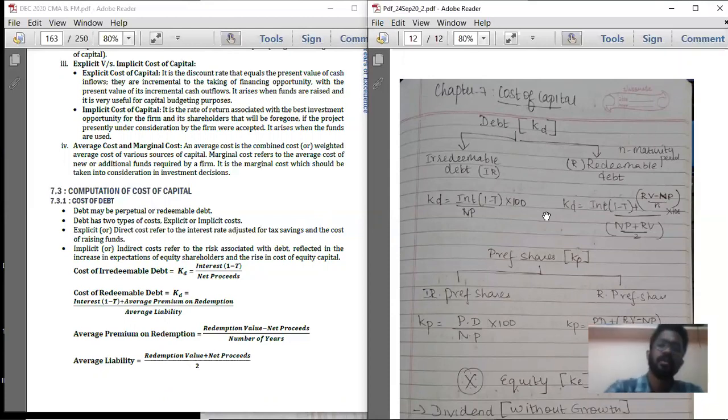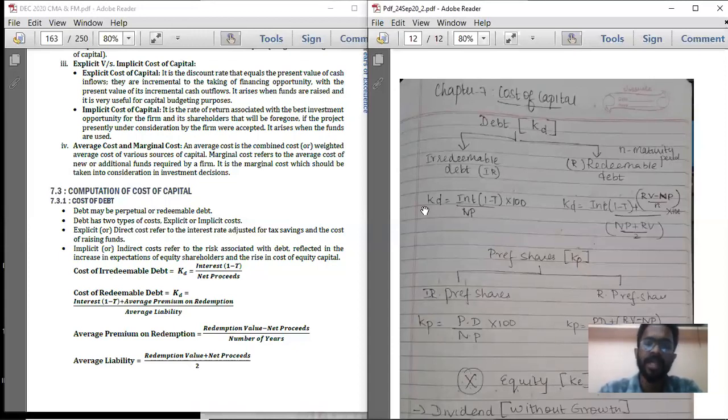Formulas, take the notes. Chapter number 7, cost of capital, underline it. What are the different costs of capital? Debt, preference share capital, equity share capital. All these three are the different costs of capital that we have studied in this theory.